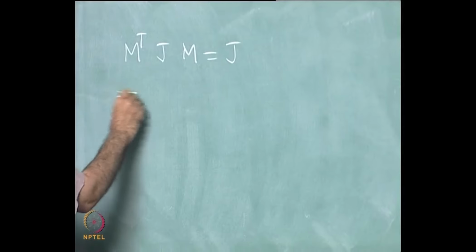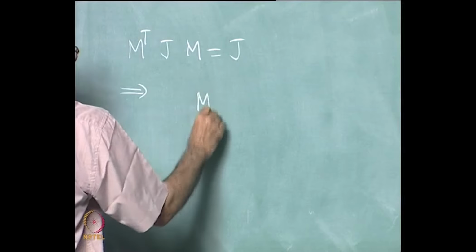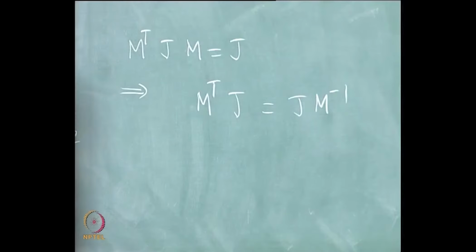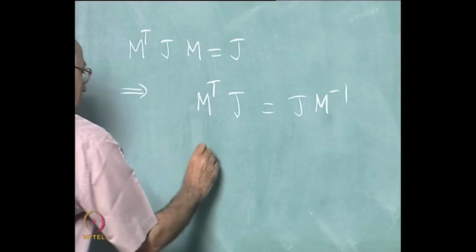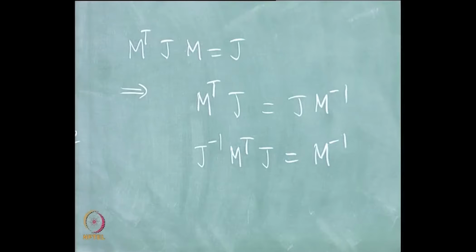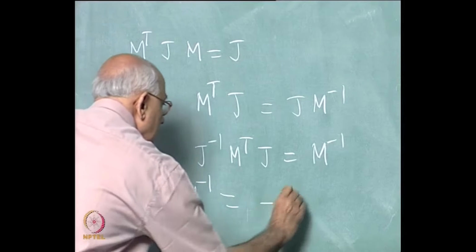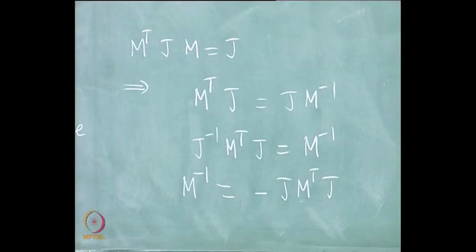And of course what does this imply at once? Let us take this M across to the other side by applying the inverse operator. So it immediately says M^T J is equal to J M inverse, and let us bring the J to this side by applying the inverse of J, and therefore I get J inverse M transpose J is equal to M inverse, but I know that J inverse is minus J. J inverse is equal to J transpose is equal to minus J. So in fact I know that M inverse is equal to minus J M transpose J for a symplectic matrix, and therefore the inverse exists.